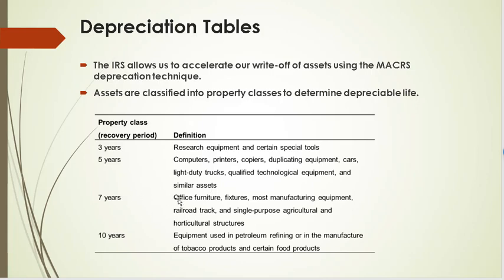Now, what the IRS has done for us is they've categorized all assets by their depreciable life. So if we were looking at a pickup truck, where would a pickup truck go? Well, here we have a category for light duty trucks and cars. Computers, these things are typically depreciated over 5 years. If you have equipment for petroleum refining, you can depreciate that over 10 years. So we do have some help from the IRS to understand what the depreciable life of the asset is.